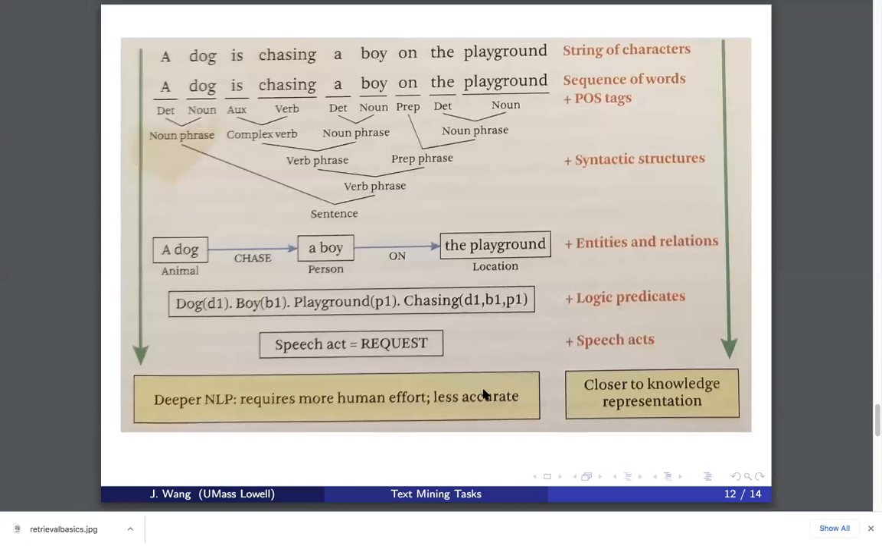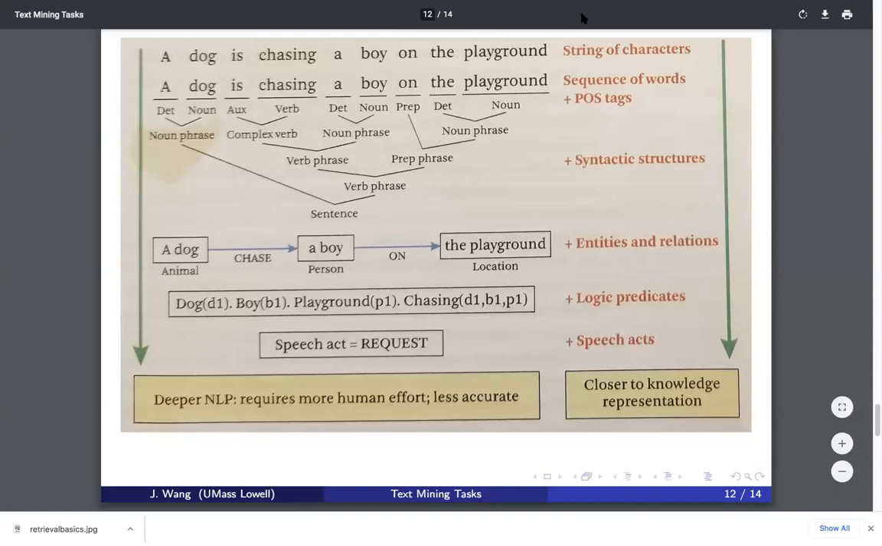Okay, once again, let's look at an example. This is the earlier example we have: A dog is chasing a boy on the playground. For this, we are simply looking at it as a string of characters. A is a character, space is a character, D is a character, O is a character, and so on. Or we can look at it as a sequence of words, right? So a is a word, dog is a word, is is a word, and so on. And then we can get a part of speech tag for each word. And then we look at syntactic structures. So that is the parse tree.